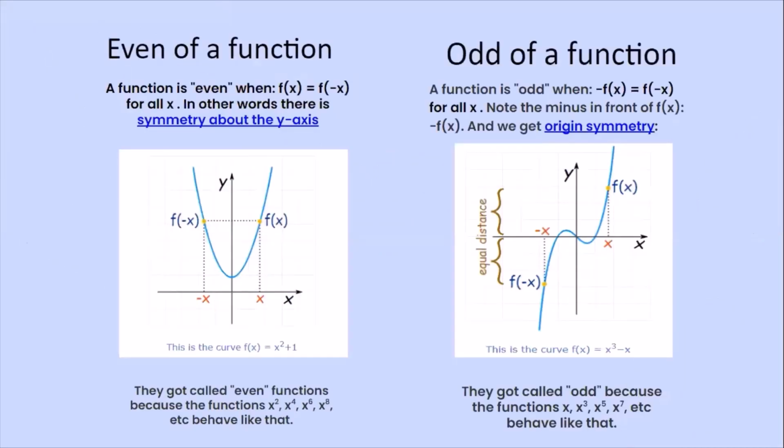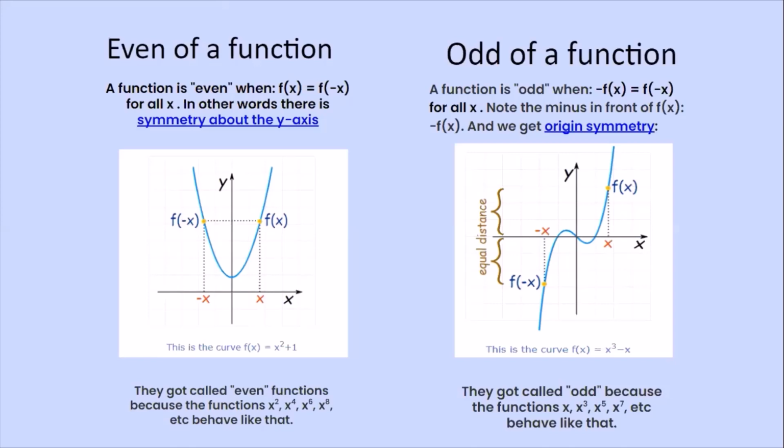Even function. A function is even when f(x) = f(-x) for all x. In other words, there is symmetry about the y-axis. They are called even functions because the functions x to the power of 2, the power of 4, the power of 6, the power of 8, and etc. behave like that.